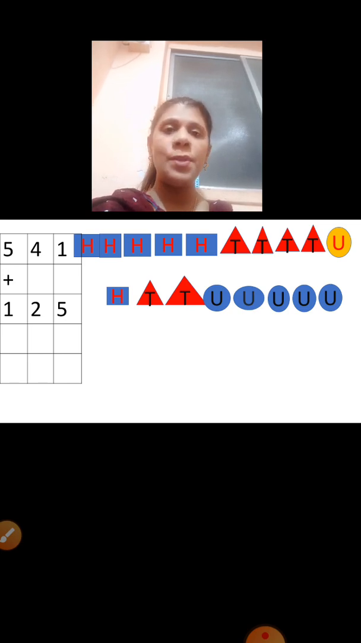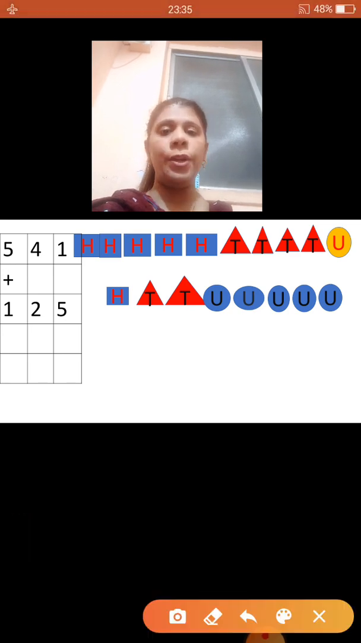1. So it becomes 100. Then 2 tens, so it will become 20. And how many units? 5. So it will become 125. Now we are going to add. Now we are going to add units to units. So how many total units are there? Count and tell me.